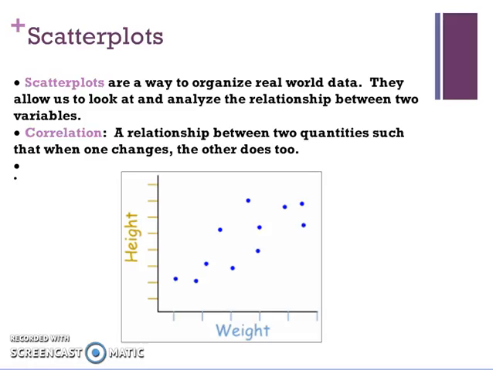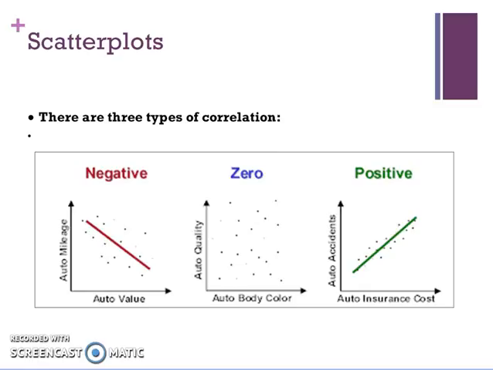Scatter plots. Scatter plots are a way to organize real-world data. They allow us to look at and analyze the relationship between two variables. Correlation is the relationship between two quantities such that when one changes, the other does too. There are three types of correlation. You can have a negative correlation, zero or no correlation, or positive correlation. I think more often you'll probably hear this called no correlation instead of zero.